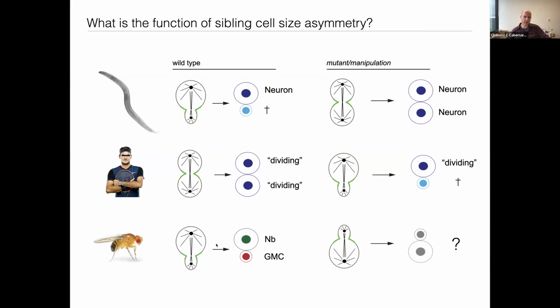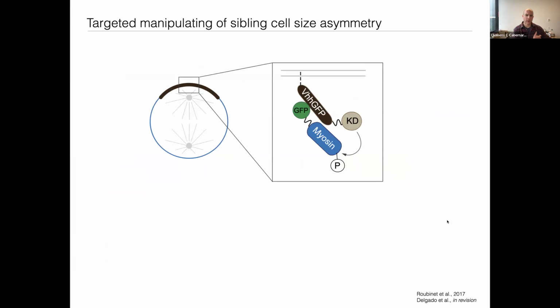And so in our system, we have this very clear binary cell fate readout, where the large cell self-renews to remain a stem cell versus the small cell differentiates. We thought maybe by manipulating the cell size ratio, we could learn something about how cell size is connected to cell fate and differentiation. Now, how do we do this?